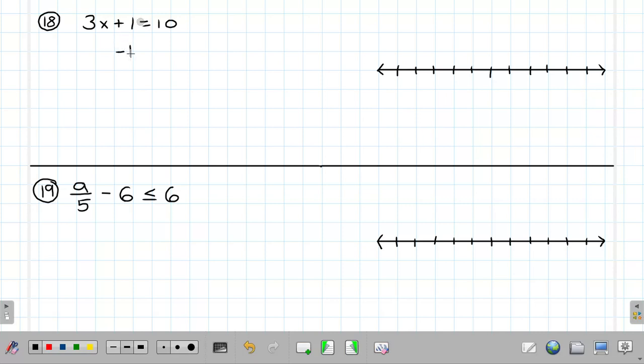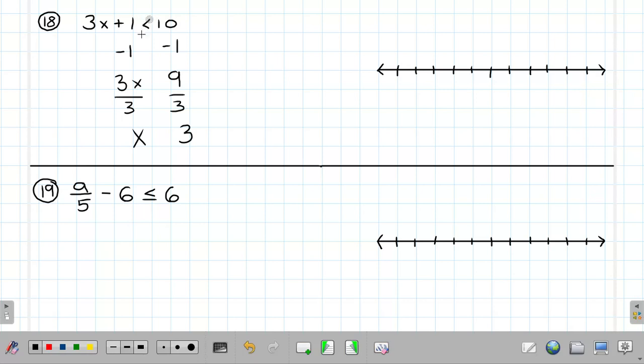We would subtract 1, then we would get 3x is equal to 9. Then we would have to divide by 3, so we would get x is equal to 3. But here's the deal. We don't have an equal sign here. These sides are not equal. At the beginning, we're told that 3x plus 1 is actually less than 10. So here's where we've got to change this to a less than sign.